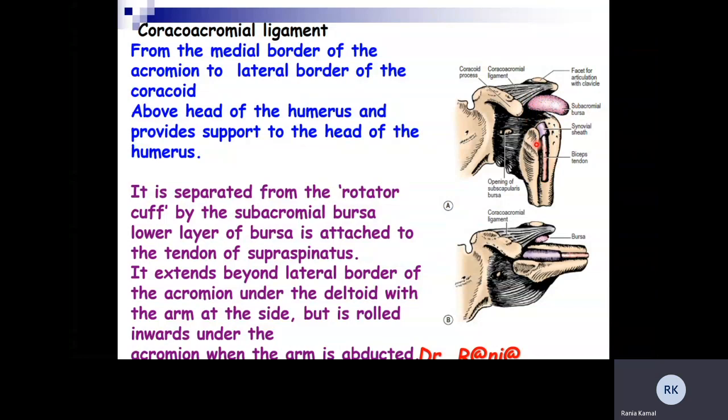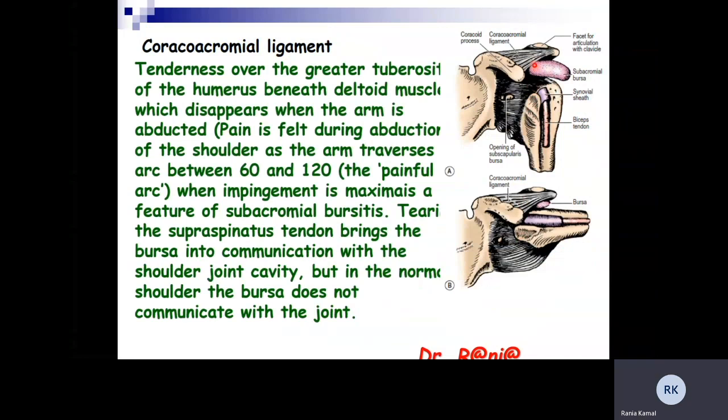when the arm is at the side, but it will roll inward under the acromion when the arm is abducted. There is tenderness over the greater tuberosity of the humerus, under cover of the deltoid muscle, which disappears when the arm is abducted. The painful arc is actually between 60 and 120 degrees. It is called the painful arc, where there is impingement of the subacromial bursa below the coracoacromial ligament.